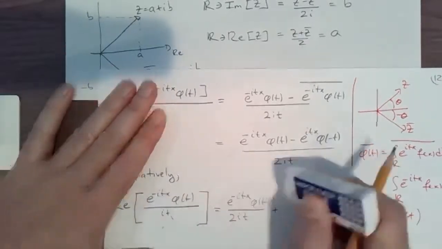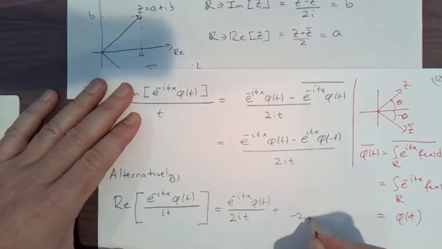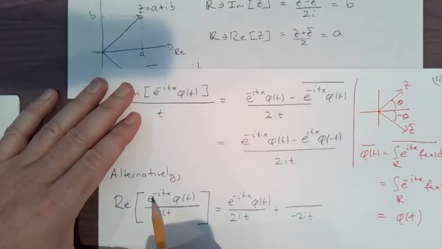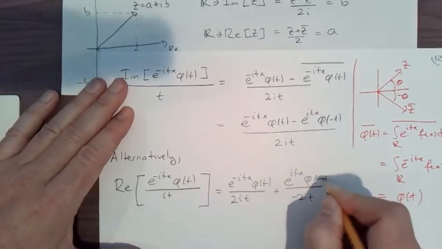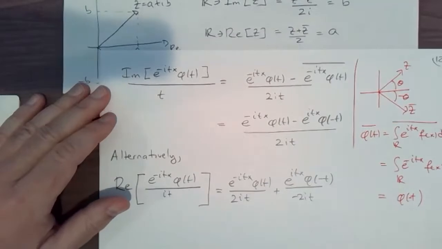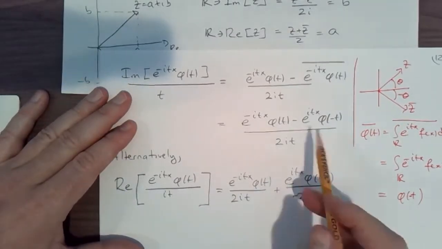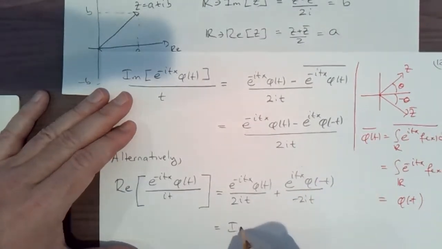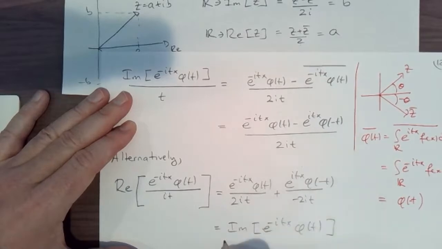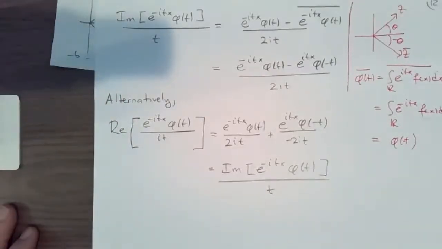Okay. So it's going to be something with a minus down here. There'll be a minus 2it down there. And then this thing changes signs again to e to the itx phi of minus t. And you can see now this minus sign here, I can put it out there, and it's going to be exactly the same as what we had upstairs. This here will be equal to the imaginary part of e to the minus itx phi of t divided by t. So there are different ways to write that integrand.